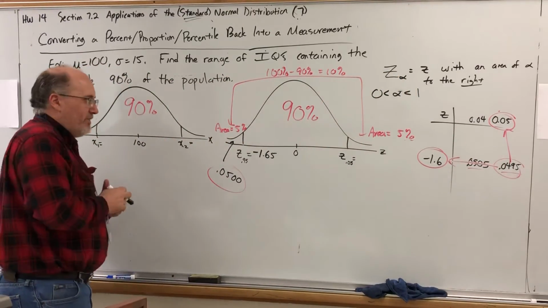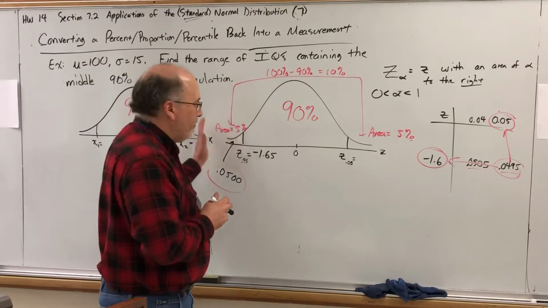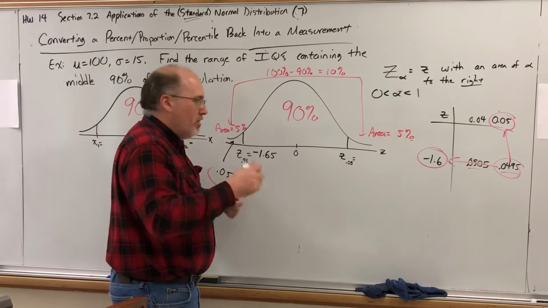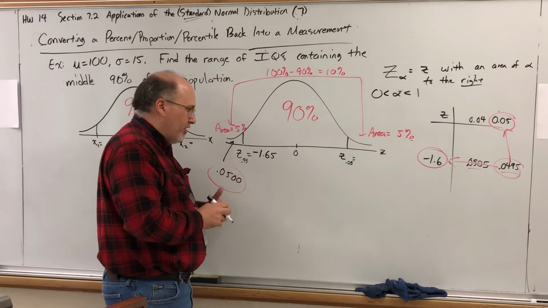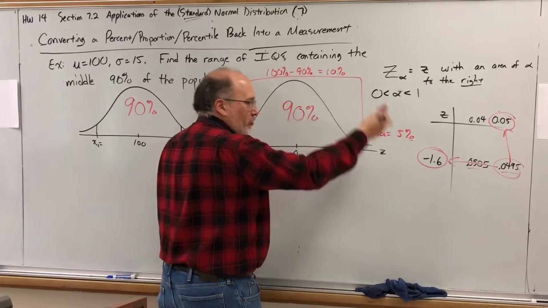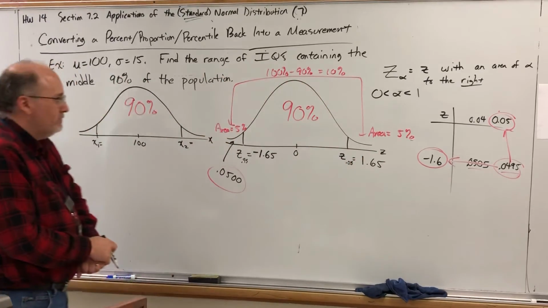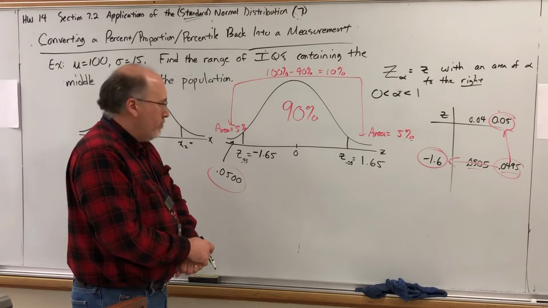So what's the other z? Well, I could look up this left area, which is 95%, but remember that this is symmetric about 0, which means if the z that cuts off 5% in the left tail is negative 1.65, then the z that cuts off 5% in the right tail is positive 1.65. Make sure you understand where these z's came from before you move forward.